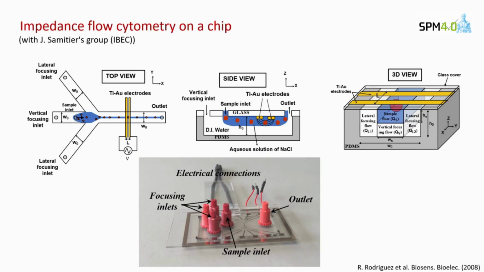Therefore, if you put two lateral flows, they squeeze the central flow, and they don't mix at all. This is what you see in this drawing. These two lateral flows are used to squeeze the central flow so that the nanoparticles, so the cells, will pass one by one. And then you put two electrodes. These two electrodes are connected to an alternating voltage, and every time a cell passes between the two electrodes, you detect a change in the electrical current between the electrodes, and this is related to the properties of the cell.